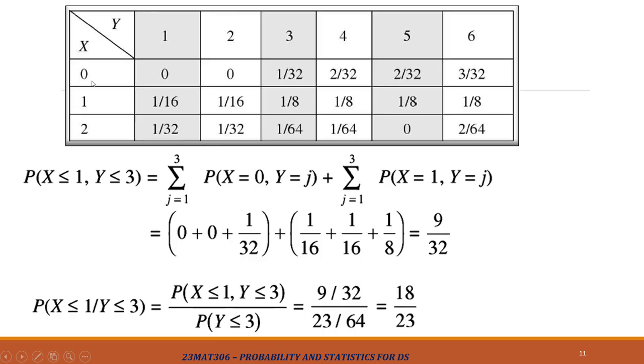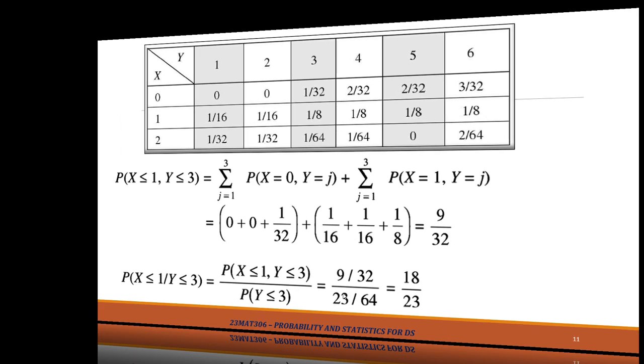What is that? X less than or equal to 1 means 0 and 1, both. Y less than or equal to 3 means within this table, y values 1 to 3. So using these table values, we have to calculate the probability function. Note that in the other sum, a conditional probability function is given. So what is the formula? P of x less than or equal to 1, comma, y less than or equal to 3, whole divided by the probability of y less than or equal to 3. We have already calculated these values. Just substitute them here and we get the final answer.